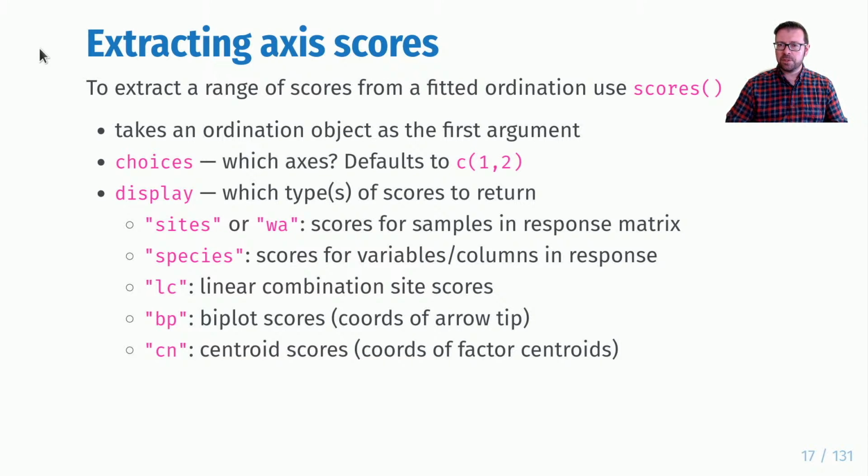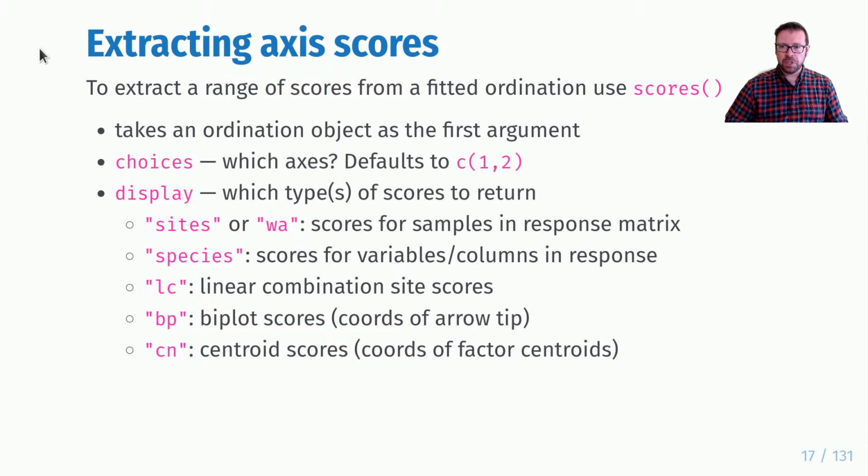So there are lots of scores that are possible, and there are actually a lot more types of scores that are possible with a constrained ordination, because there are lots of different things that we can extract from these models and present them. I mean, we have 3 sets of scores, but some of those scores can be represented in different ways as well. Okay, so we have this function called scores.